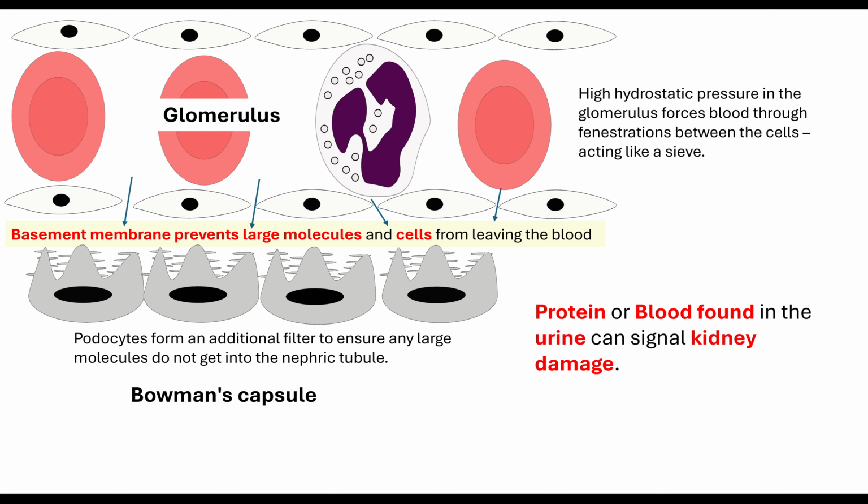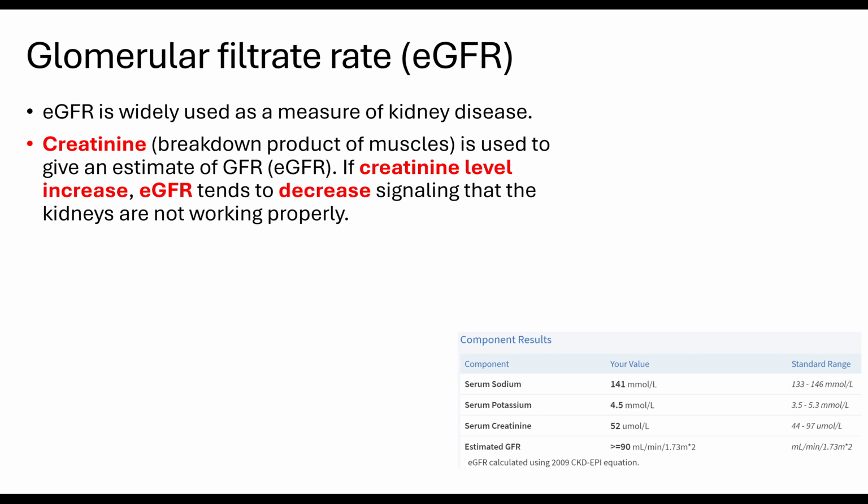So if we have protein or blood which is found in the urine, that can signal that there is kidney damage. So we're going to look at how do we actually identify at what level that kidney damage actually is. And to do that, we look at what's called the glomerular filtrate rate. So it's a widely used measure of kidney disease and it's called the estimated GFR. Now, to understand the estimated GFR, we need to actually look at a molecule called creatinine.